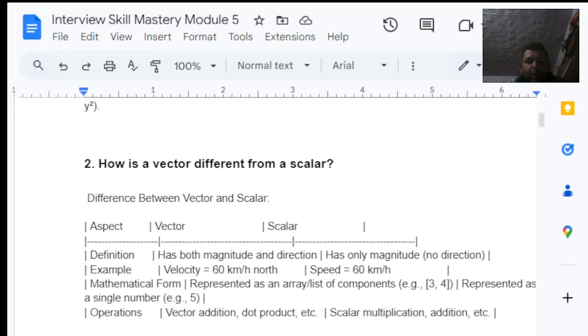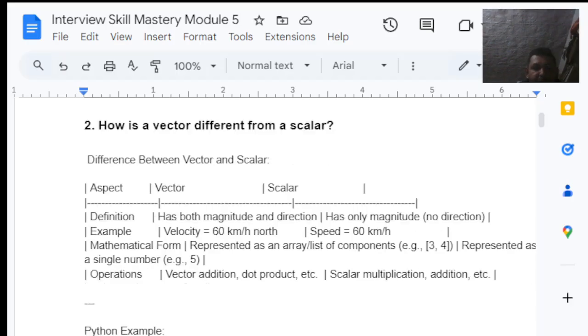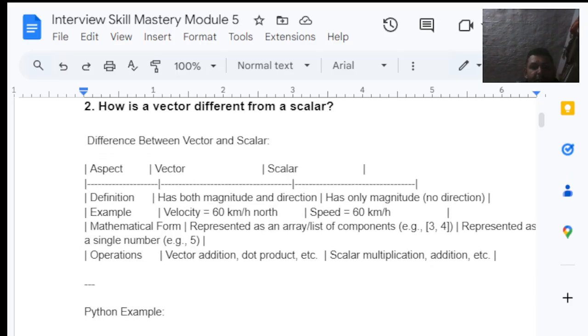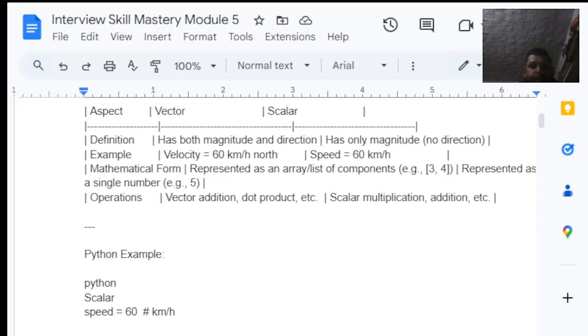So a dot b is the dot product of the vector. And in scalar, the multiplication and addition, subtraction, etc. This is the example of that. So Python example: scalar speed is 60 km per hour, vector velocity is 60 with north. So vectors can carry direction, scalar do not carry direction.